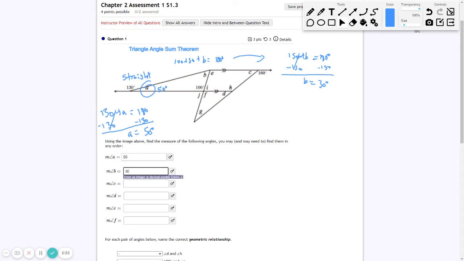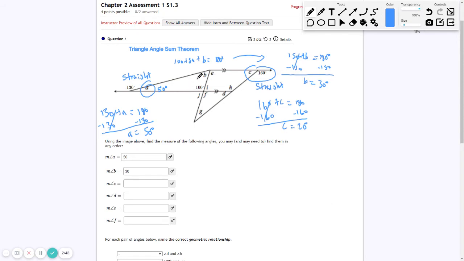Okay. Moving forward, I'm going to go to angle C here. Again, we see another straight angle. So 160 plus C is equal to 180. We got to subtract 160 from both sides. So C is equal to 20 degrees here.